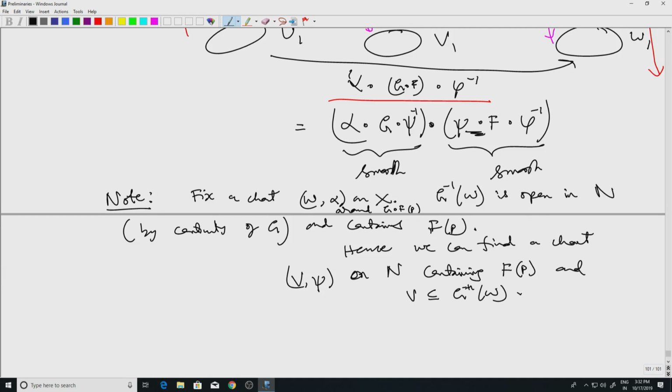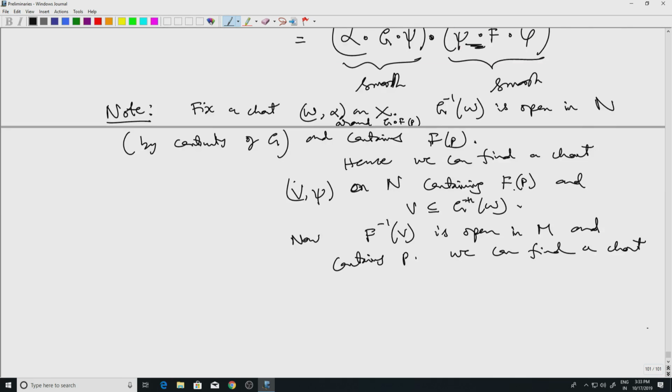And once we have such a V, then I repeat the same thing with F. Now F inverse V is open in M, again by continuity, and contains P. Since V itself contains f of P, which I remarked here, we can find a chart U phi on M containing P, and such that U is contained in F inverse V.